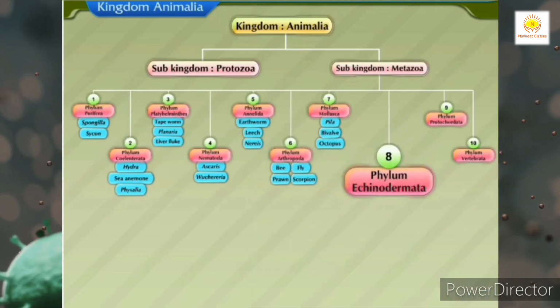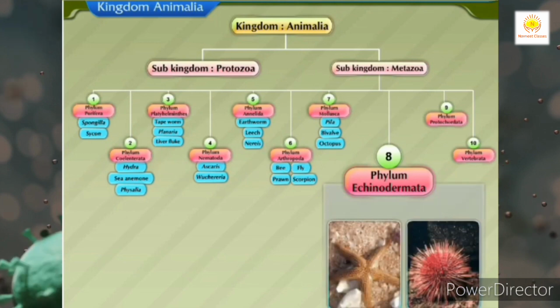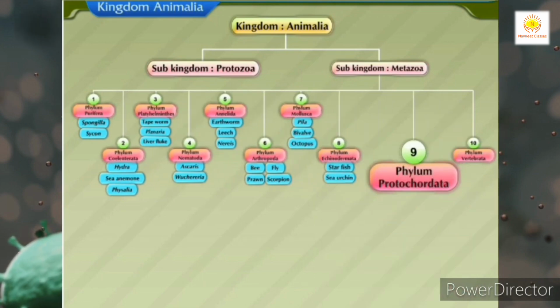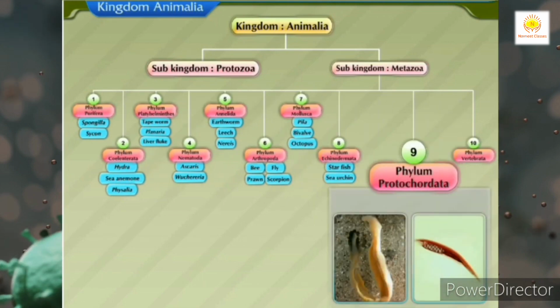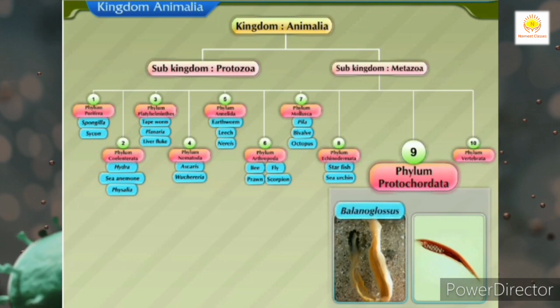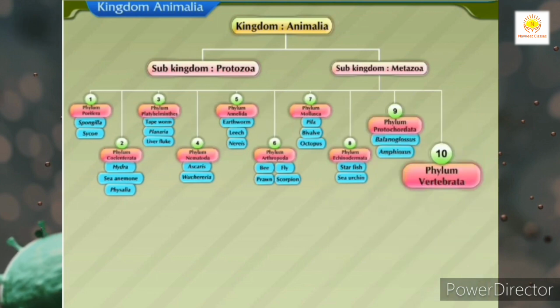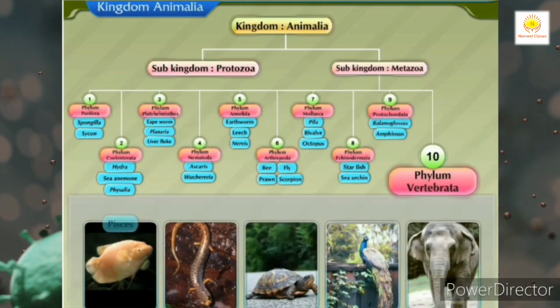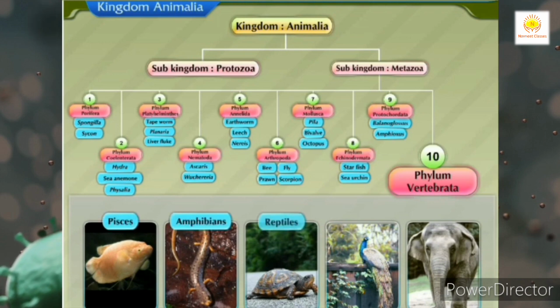8. Phylum Echinodermata, with typical examples of asteria, that is, starfish, and sea urchin. 9. Phylum Protochordata, with typical examples of Balanoglossus and Amphioxus. 10. Phylum Vertebrata, examples of Pisces, amphibians, reptiles, aves and mammals.